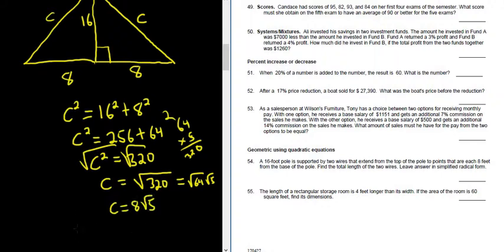But we want both wires, right? So that would be 8 square root of 5 plus 8 square root of 5. So that's going to be 16 square root of 5. And the units in this case looks like it's feet. That's it.